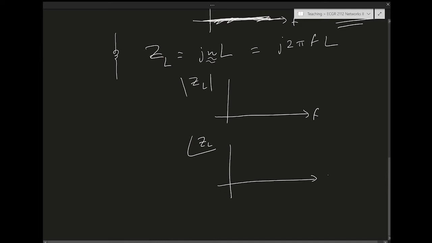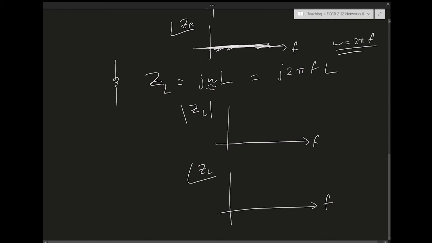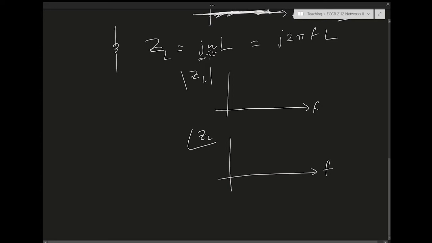Now, the phase is easy. We have J, so the phase, regardless of the frequency, will always have J. J is a phase of 90 degrees, right? So the phase will always be plus 90 degrees. And the magnitude is going to be what? It's going to be the square root of omega squared L squared. It's going to be omega L. That's that L magnitude, right? So this is going to be a straight line with a slope of L.